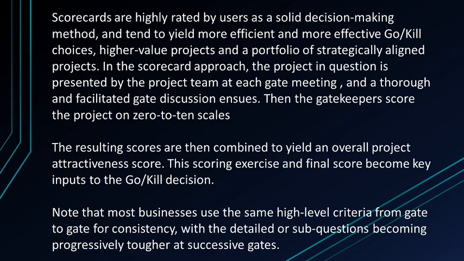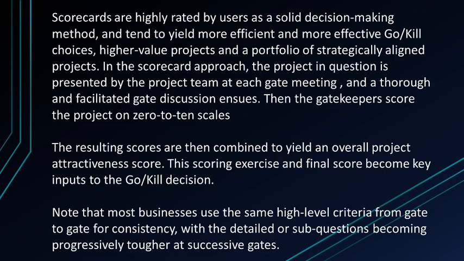In the scorecard approach, the project in question is presented by the project team at each gate meeting, shown in yesterday's lecture, and a thorough and facilitated gate discussion ensues. Next, the gatekeepers score the project on a 0 to 10 scale. The resulting scores are then combined to yield an overall project attractiveness score. This scoring exercise and final score become key inputs to the go-kill decision.